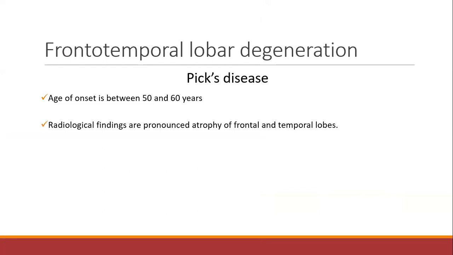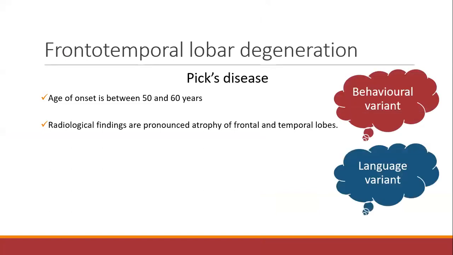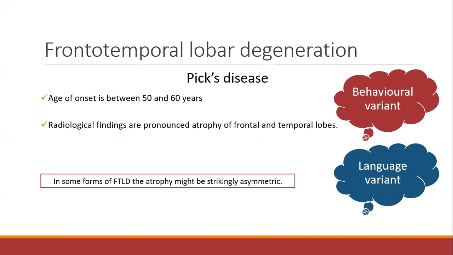Frontotemporal lobar degeneration is otherwise known as Pick's disease. The onset of dementia is usually between 50 and 60 years, so slightly earlier than Alzheimer's dementia. In a person younger than age 60, the most common cause of dementia is FTD. Like we discussed, there can be the behavioral variant and the language variant. In the image that we discussed, the atrophy of the frontal lobe was quite symmetrical.